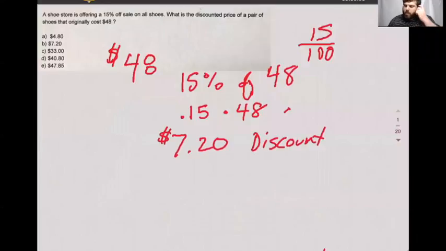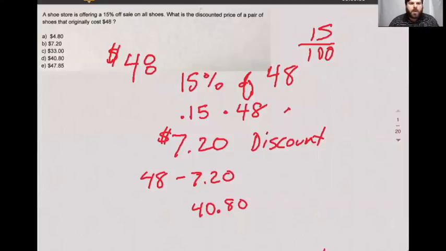Now, what does the question actually say? What is the discounted price? So we want to take that discount away from the $48. So we're going to do $48 minus $7.20. That's going to give us $40.80. So we are going to go with choice D. Pretty straightforward problem there.